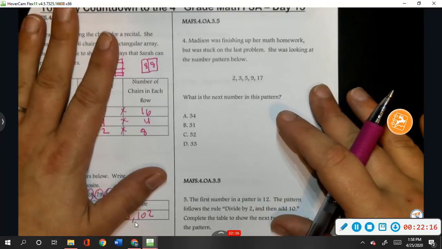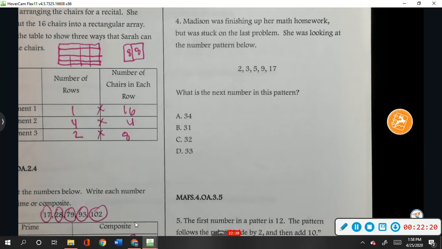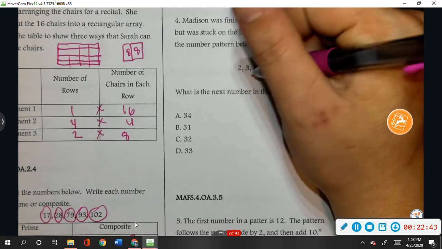Alright. Number 4. Madison was finishing up her math homework but was stuck on the last problem. She was looking at the number pattern below. So we have a number pattern here, 2, 3, 5, 9, and 17. It's asking what the next number in this pattern is going to be. So we need to look at this and really consider the patterns. What is it going to be?